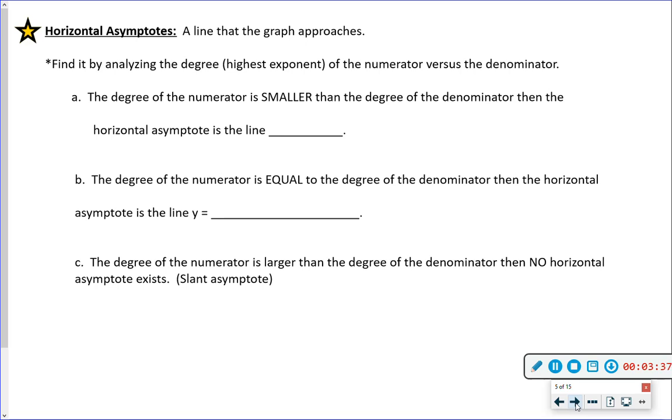Now, horizontal asymptotes take just a smidge more work than vertical. So how you're going to take a look at your horizontal asymptotes: the line the graph approaches, of course, is going to be horizontal. We're not going to cross or touch it. How you determine your horizontal asymptote is you have to look at the degree, the highest exponent of the top, the numerator, versus the denominator. Now, you're comparing top and bottom.